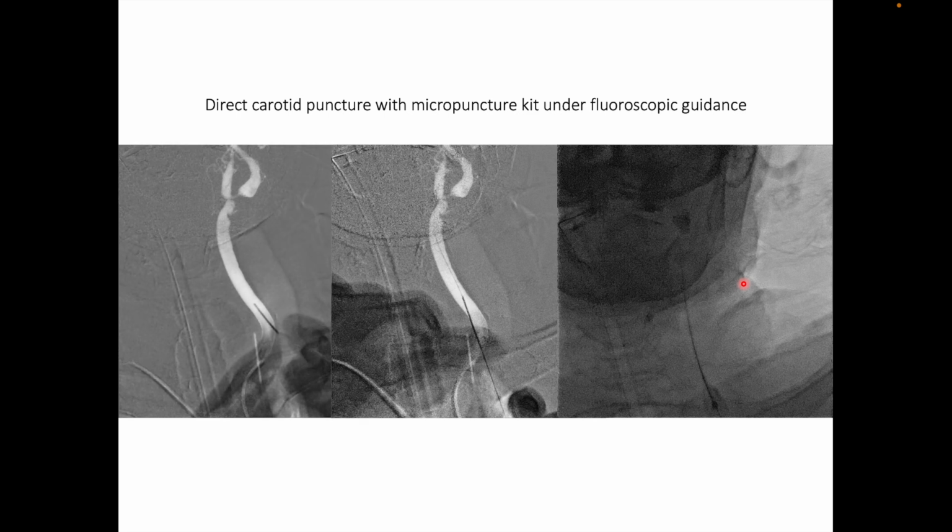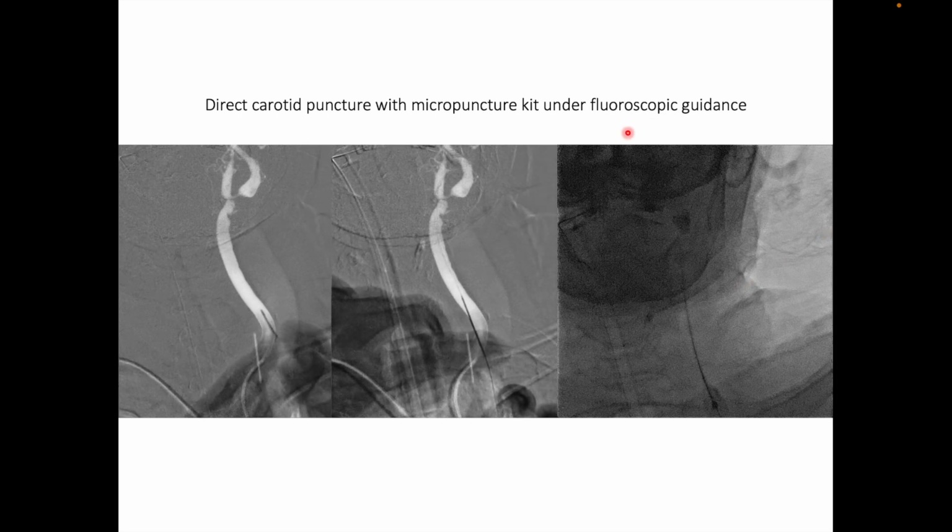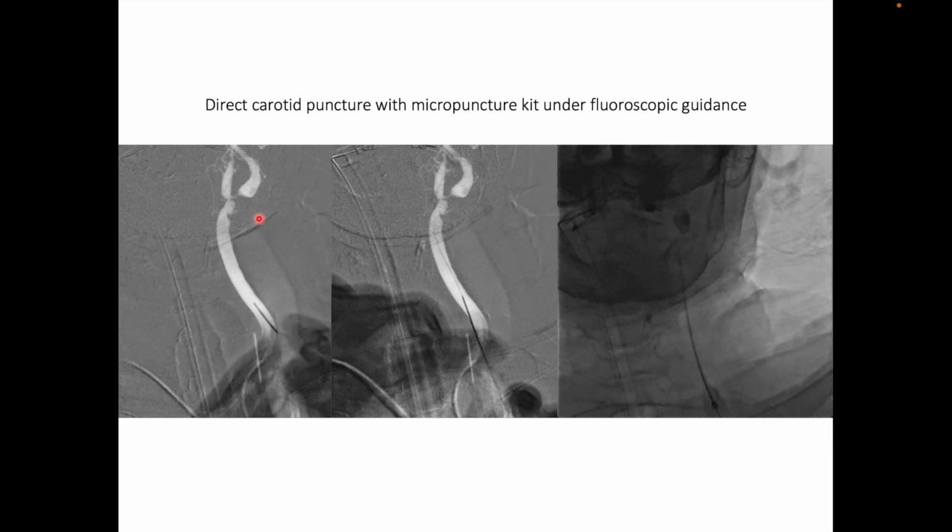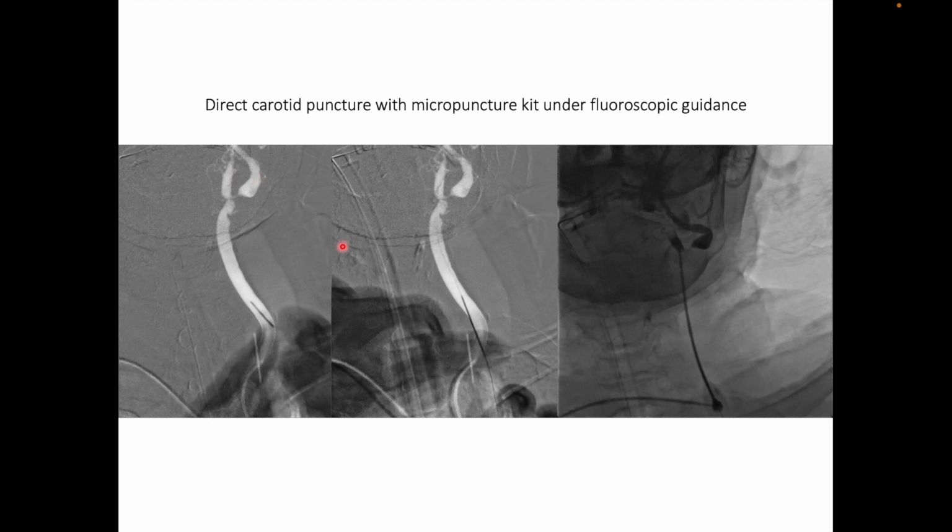So we went in with direct micropuncture. This is the direct micropuncture kit. Direct carotid puncture being done under fluoroscopic guidance. Wire is taken here, and then that's the critical disease that you can see here in the internal carotid artery.